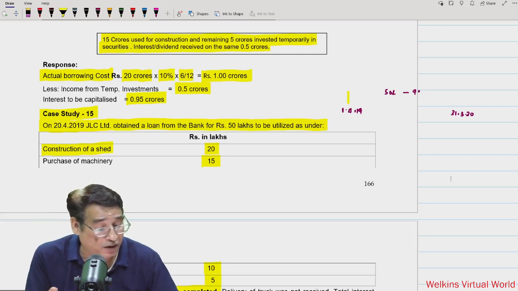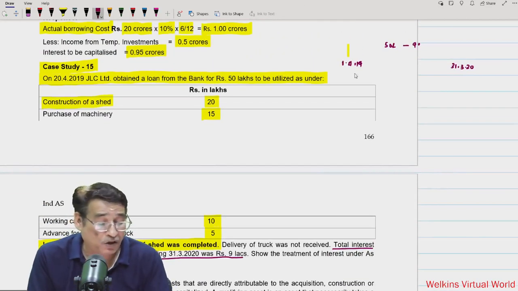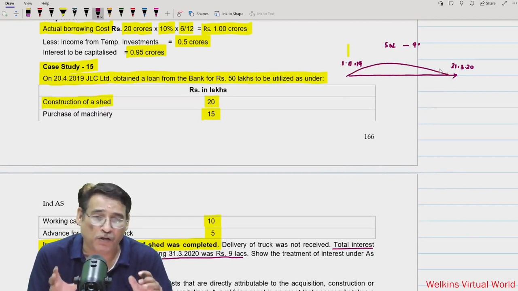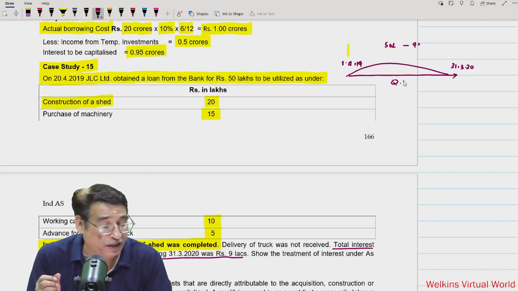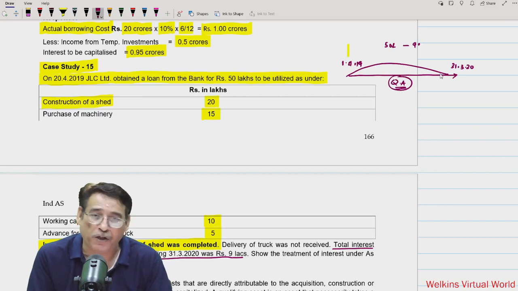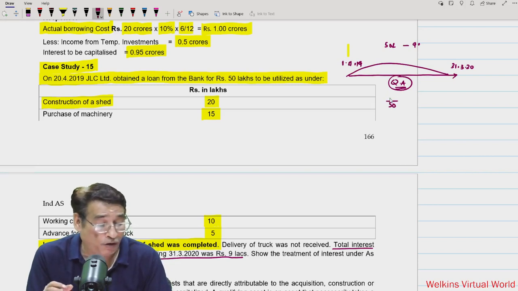The next point which you need to understand here is that the question says construction was completed in the month of March. That means for the entire year, this particular shed was under construction. If this shed is under construction, that means for the entire year, this asset is a qualifying asset. And if the asset is qualifying, whatever interest relates to this period in connection with this construction will be capitalized. For example, on 50 lakhs, I am paying an interest of 9 lakh.